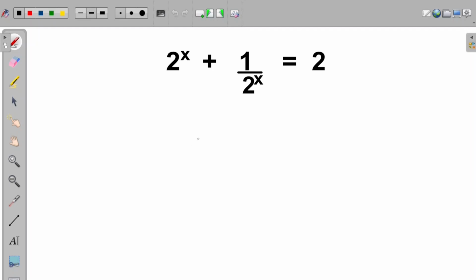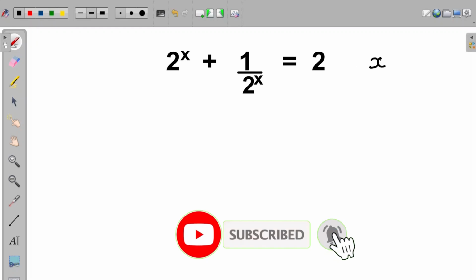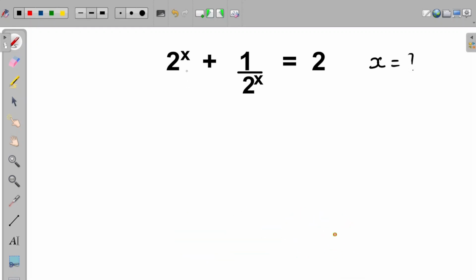Hi, in this video, we're asked to obtain the value of x. We are given that 2 to the power of x plus 1 divided by 2 to the power of x is equal to 2. So we have it that 2 to the power of x plus 1 divided by 2 to the power of x is equal to 2.